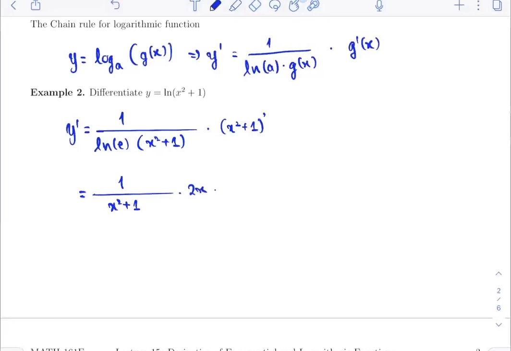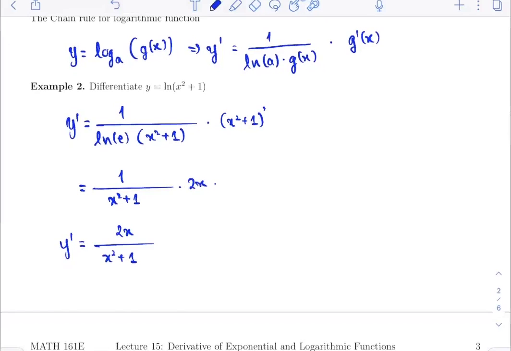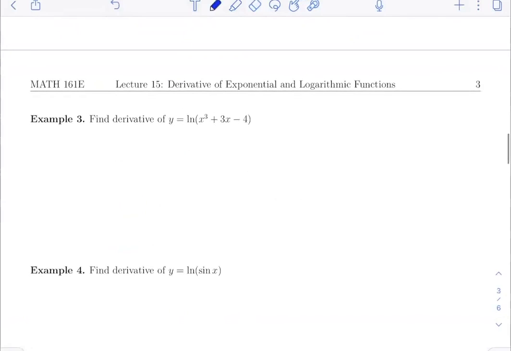Okay, and if you rewrite this function, you have y prime equal to 2x over x squared plus 1. Now let's move on to the next example. Find the derivative of the function ln of x cubed plus 3x minus 4. Again, the outside part is the natural log part, or the log of base e in this case, and the inside function is x cubed plus 3x minus 4.